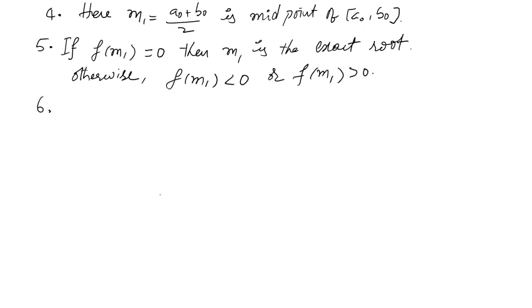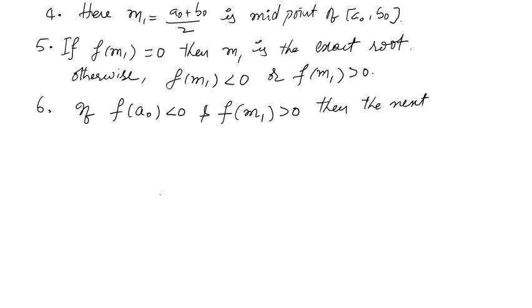The next step 6. If, for example, f of a0 is less than 0 and f of m1 is greater than 0, then the next approximate root, let me take m2, belongs to what interval? a0 comma m1.